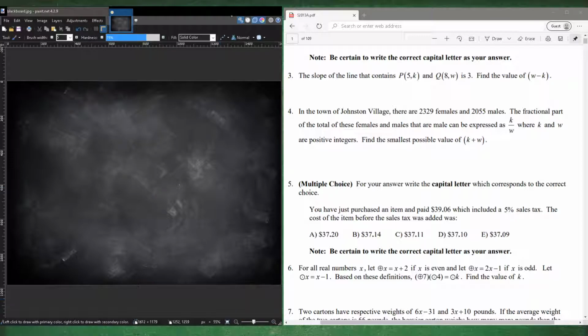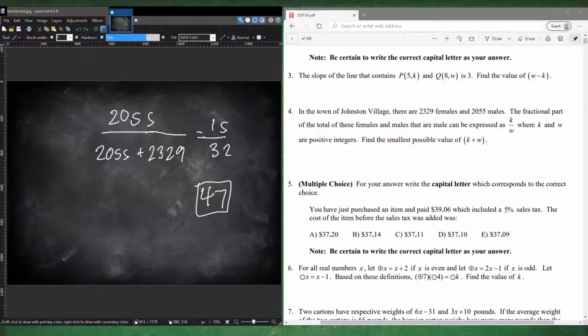Number 4. In the town of Johnson Village, there are 2,329 females and 2,055 males. The fractional part of the total of the females and males that are male can be expressed as K over W. Find K plus W. Okay, so male over the total, which is 2055 plus 2329. We just do this in your calculator. 2055 plus 2329, and then divide it, and you should get 15 over 32. Adding these two numbers together, that is 47. And that's your answer for number 4.